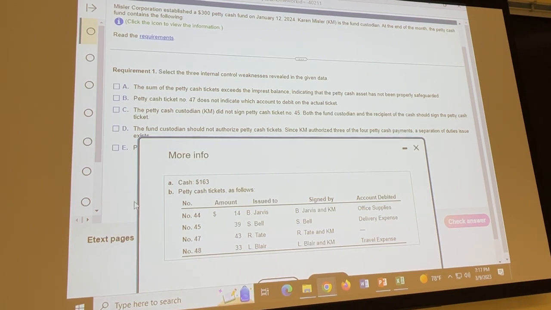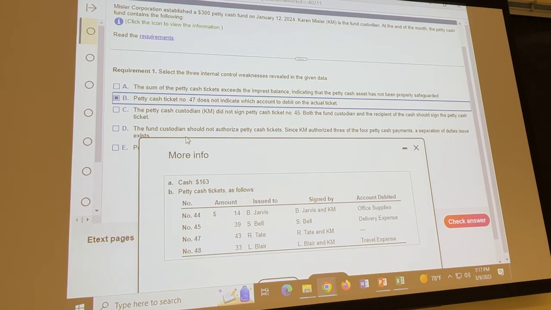Then B says, petty cash ticket number 47 does not indicate which account to debit on the actual ticket. Is that true? Yes, that's true. So that's apparently a weakness. Okay, then C says the petty cash custodian, KM, did not sign petty cash ticket number 45. Both the fund custodian and the recipient of the cash should sign the petty cash ticket. Is that true? Yes. So check that off.